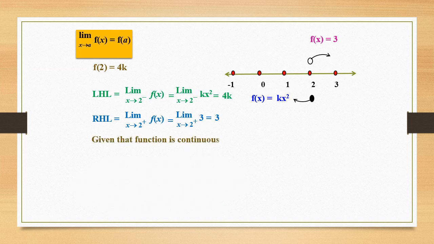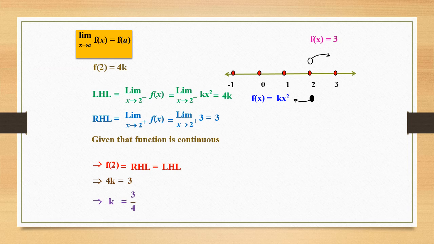So next, since the given function is continuous at x is equal to 2, we can equate all the three values, that is f of 2, RHL and LHL. So on equating any two of the three values, we get 4k is equal to 3, or k is equal to 3 by 4.